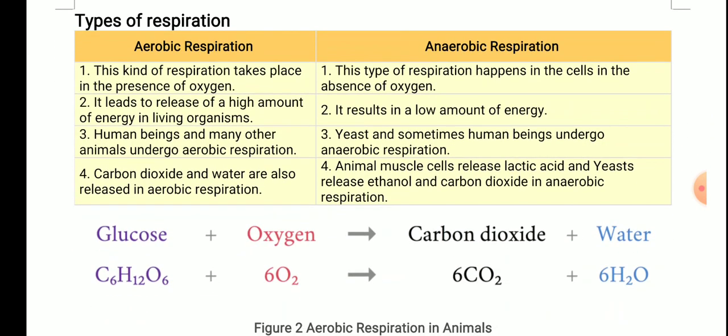Now this one was the reaction. This is the aerobic respiration in animals. This is now quite familiar to you. We just discussed this equation: glucose plus oxygen, where C6H12O6 is the glucose and O2 is the oxygen. This 6 again, I told you, is used for the balancing of the equation. These two react and form carbon dioxide, CO2, plus water, H2O, plus energy that we discussed. So aerobic respiration releases a large amount of energy, and this equation is the example of aerobic respiration.